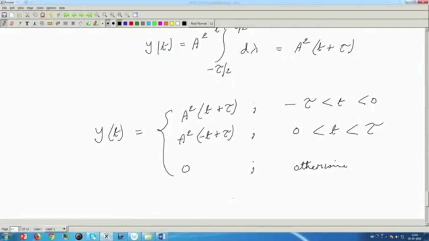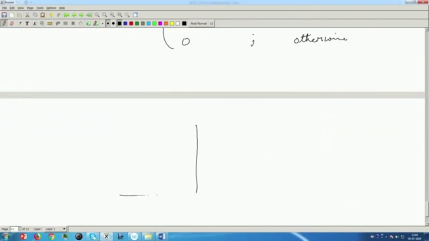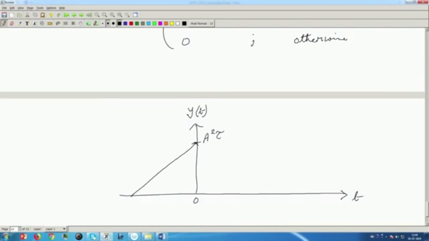So, I can now sketch this, y(t) versus t. You can see s squared is a constant, so it is nothing, and t plus tau means it is a linear function. So, s squared tau, here it is 0. This will come down, this will be linear, this is tau and this is minus tau. This is the shape.